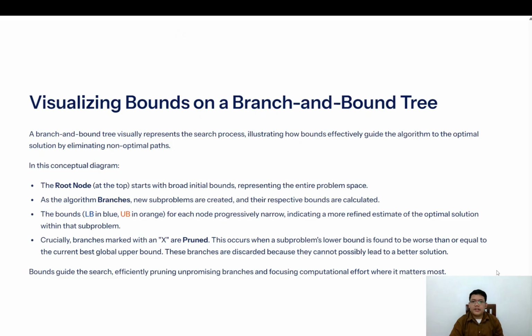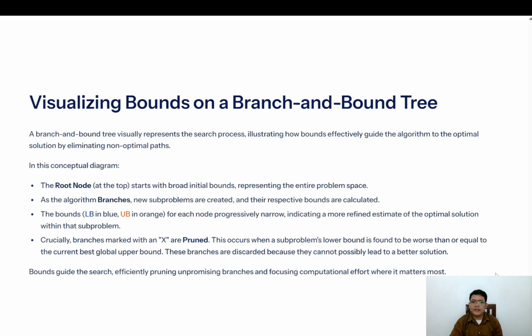Visualizing bounds in the branch and bound tree. In a conceptual diagram, the root node at the top starts with broad initial bounds representing the entire problem space. As the algorithm branches, subproblems are created and their respective bounds are calculated. The bounds, LB in blue and UB in orange, progressively narrow, indicating a more refined estimate of the optimal solution within that subproblem.